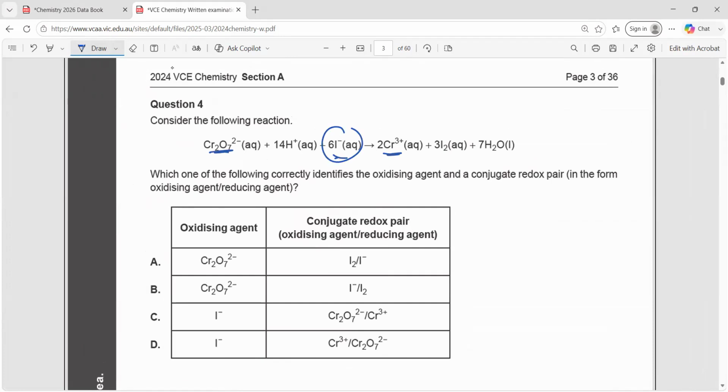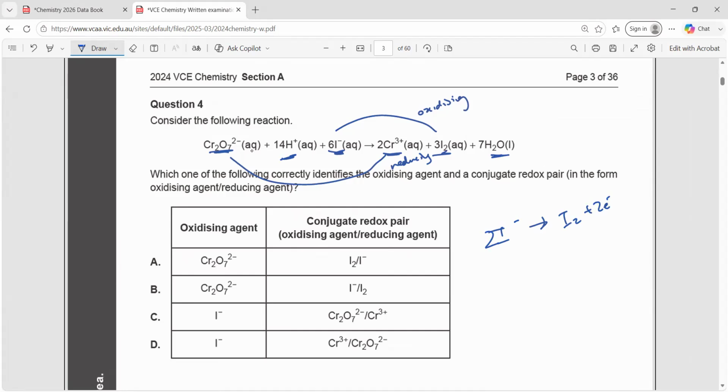Here, in order to form that, it's probably losing electrons, so that's oxidizing. So this is probably reducing, right? So I minus is going to go to I2 plus 2e minus, right? And then the H plus, it's still H plus in water as well. So the oxidizing agent, well, that is reducing. So it'd be, yep, that.